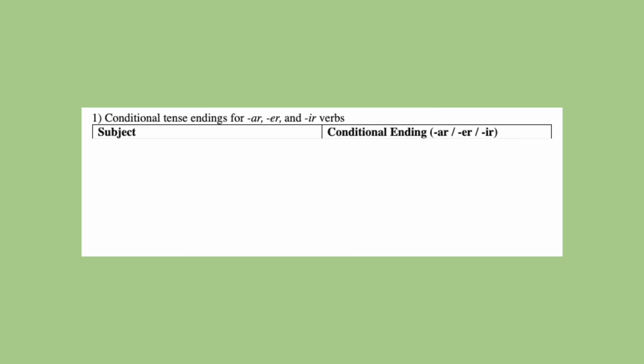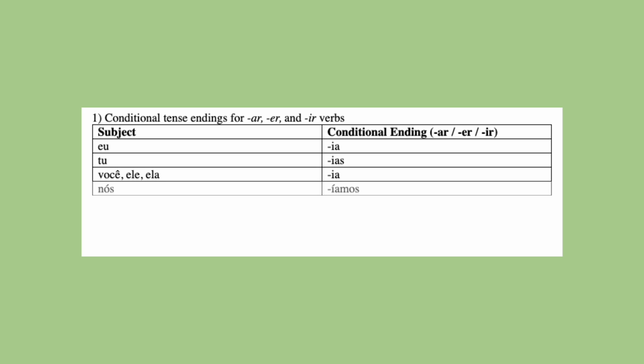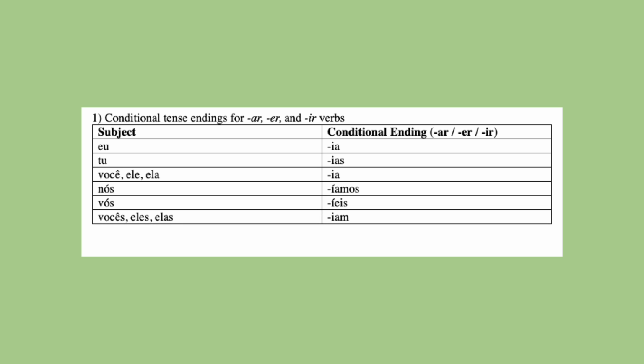Under the conditional as well as the future, the verb is maintained in its infinitive form, and then to the end of the infinitive we add the conditional or future endings afterwards. All three verb groups share one common set of conditional endings: ia, ias, ia, íamos, íeis, iam.